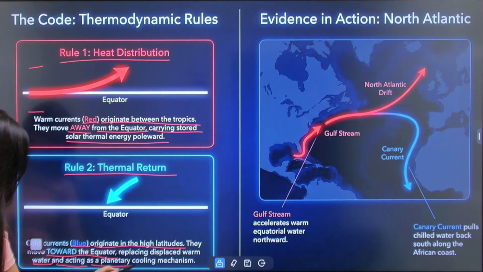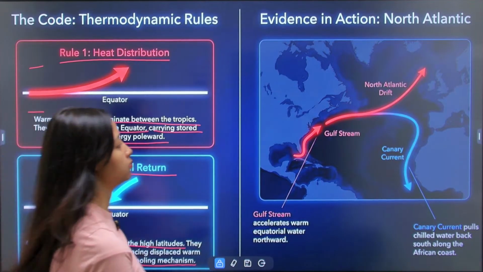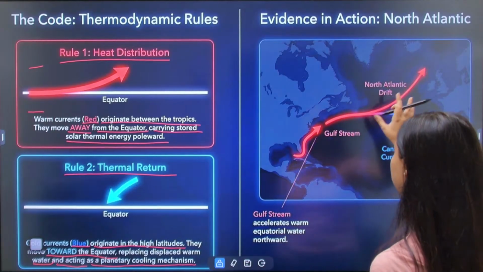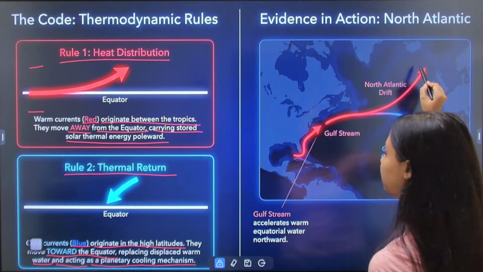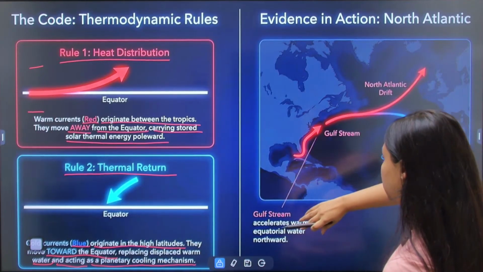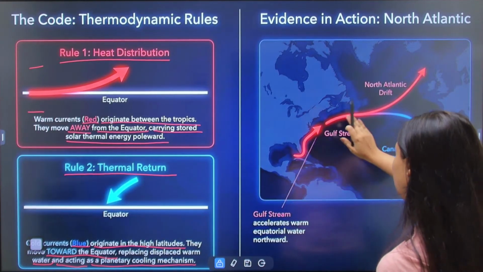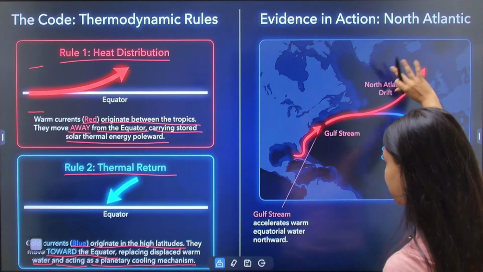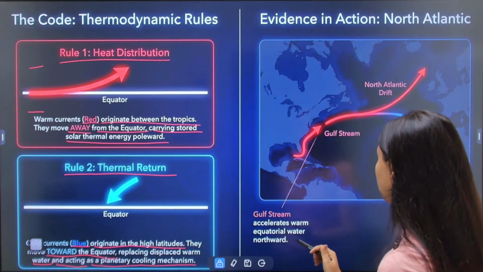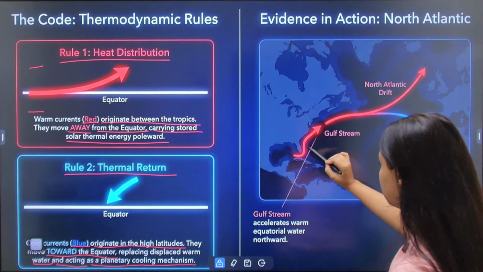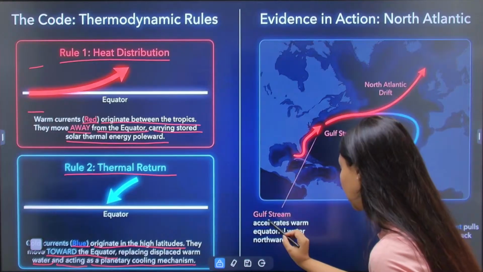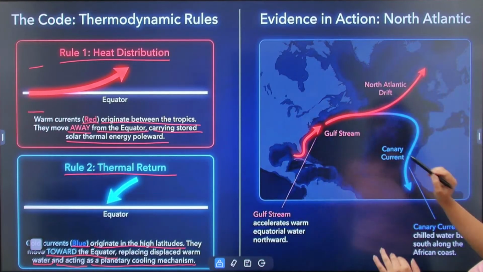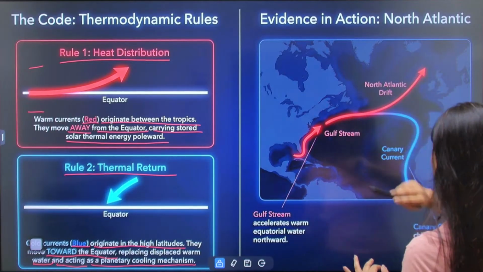It will act as a planetary cooling mechanism. For example, in the case of the Atlantic Ocean, this is the North Atlantic Drift, which is a warm current that originates somewhere along the equator, then moves towards the poles to transport warm water towards extremely cold regions. Initially, the Gulf Stream is also a warm current doing the same thing. The Gulf Stream accelerates warm equatorial water northward. When it goes further north, it is known as the North Atlantic Drift.